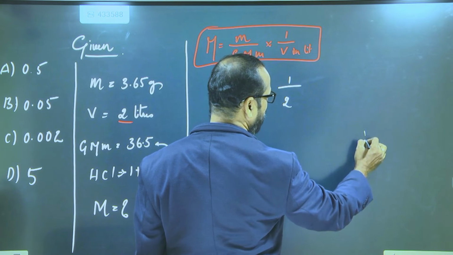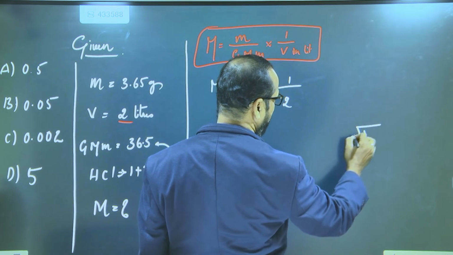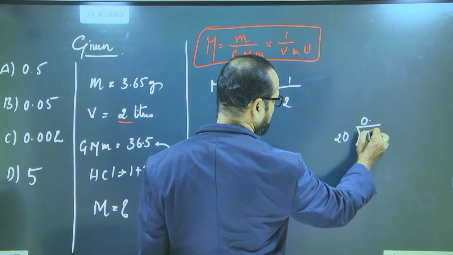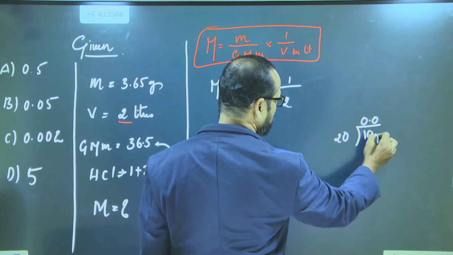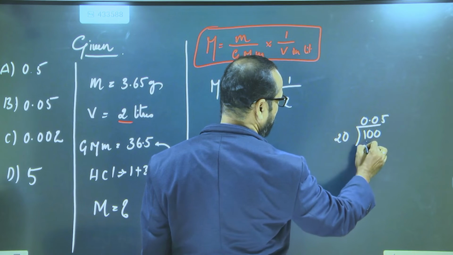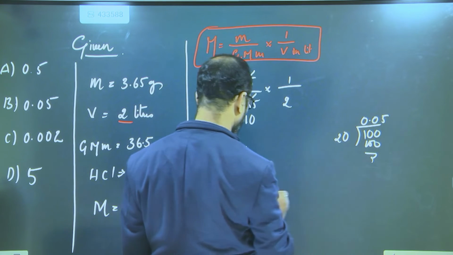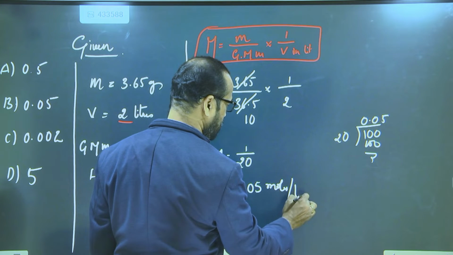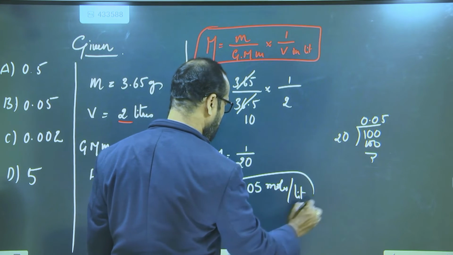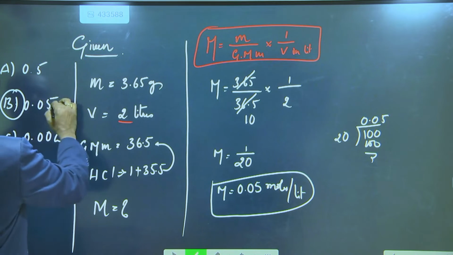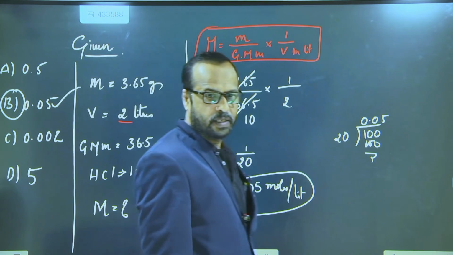You know how to do 1 divided by 20. If you put 0 point, you get 10. Put 1 more 0, you get 100. Now 5 twenties are 100. So the answer is 0.05 moles per liter. That's all. So your answer is 0.05. Where is this? B. B is the right option. Is this clear to you?